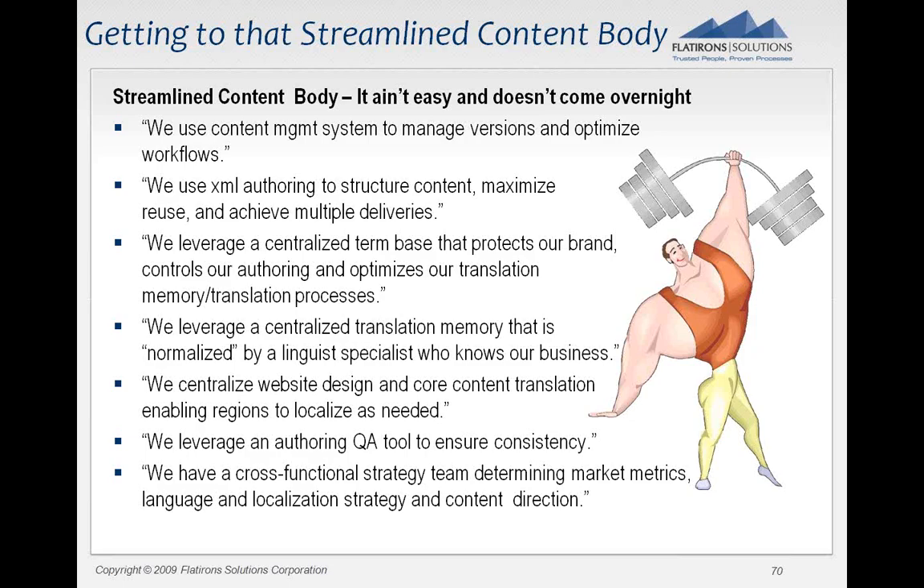So if you have multiple vendors who might be translating the same or similar content, you have a way of rationalizing different variations between vendors and between translators, leveraging an authoring QA tool to ensure consistency, something that ties audits against your terminology so that you make sure that you're using the current term as opposed to a deprecated term that you're leveraging against authoring standards, and some level of cross-functional strategy team that's determining market metrics, language and localization strategy, and content direction.